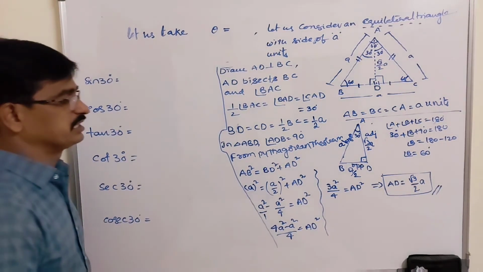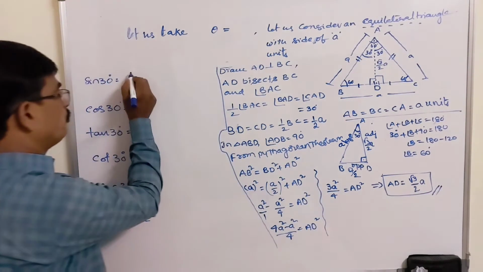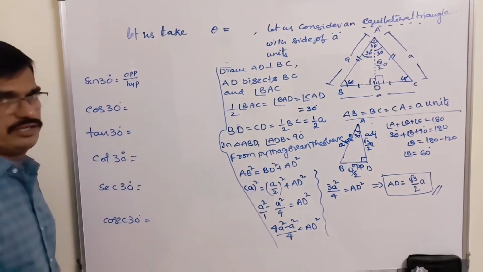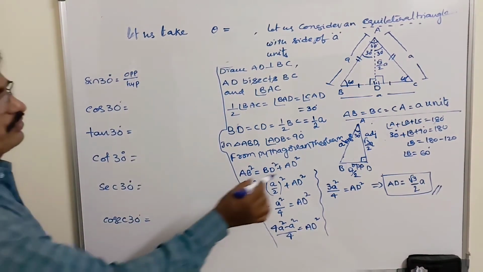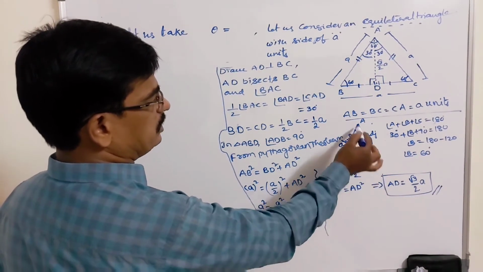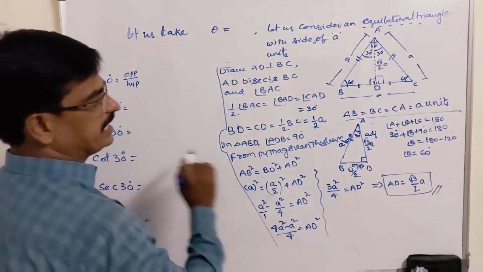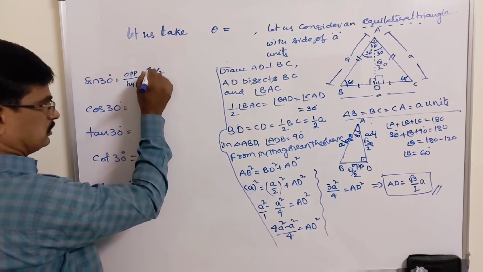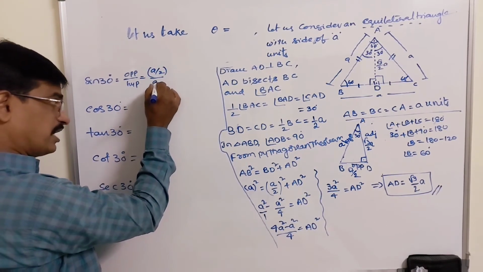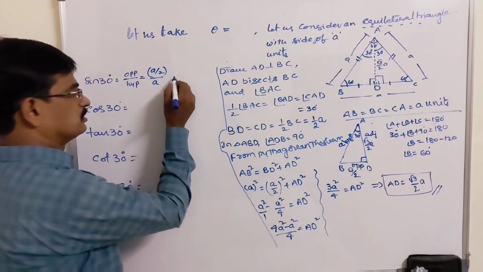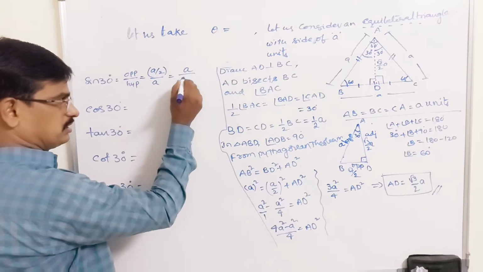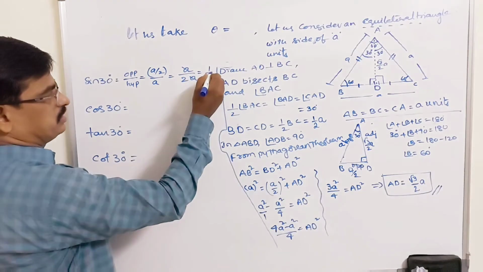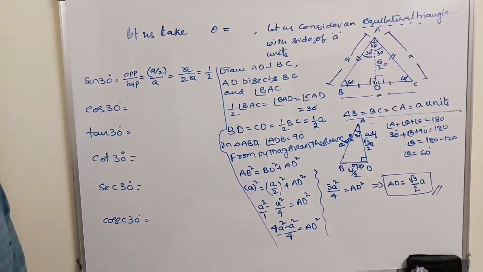Now sin 30 degrees means opposite side by hypotenuse. Okay, this is the definition of sin theta. So in this triangle ADB, the opposite side is a by 2, by hypotenuse a, that is a by 2a. A gets cancelled out. Then sin 30 is 1 by 2.